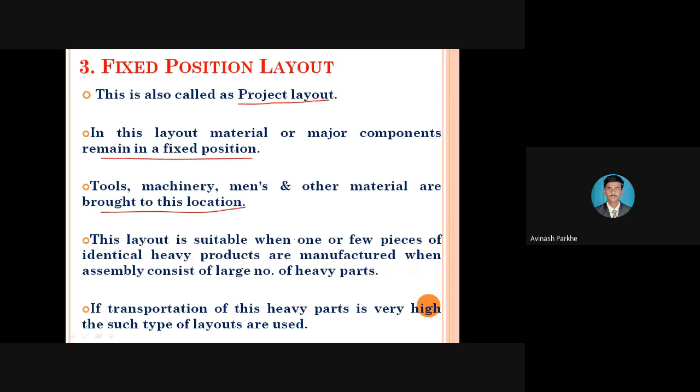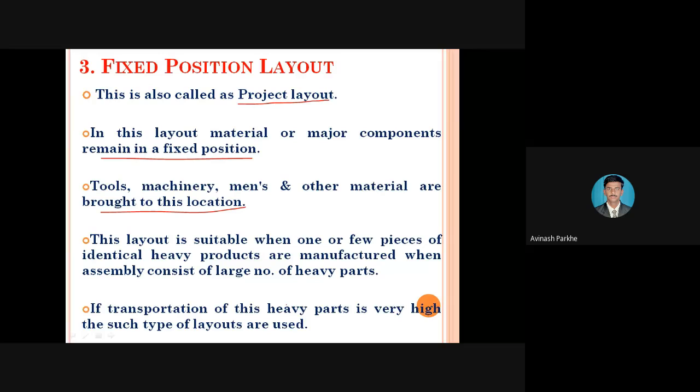Then this layout is suitable when one or a few pieces of identical heavy products are manufactured, when assembly consists of a large number of heavy parts. If you take the example of a ship, an aeroplane, or a sugar industry, it is very big in construction. It means so many heavy components are there. So in such cases, we have to take those components to fixed locations only, or we have to manufacture such types of heavy products at the fixed location only.